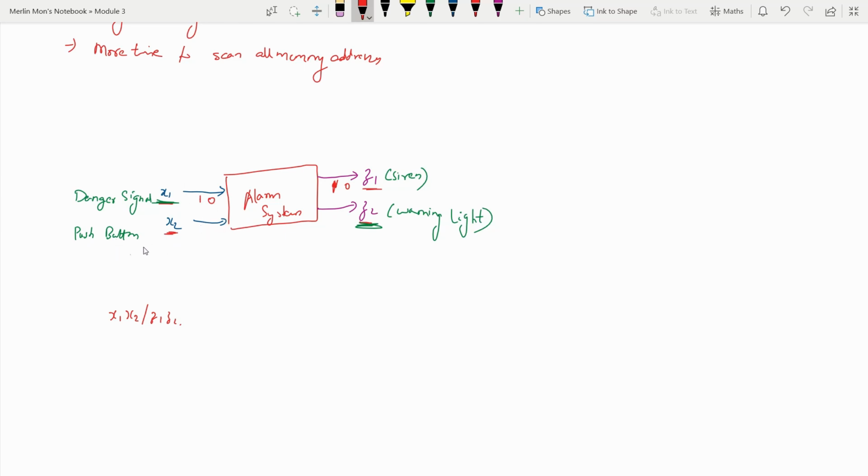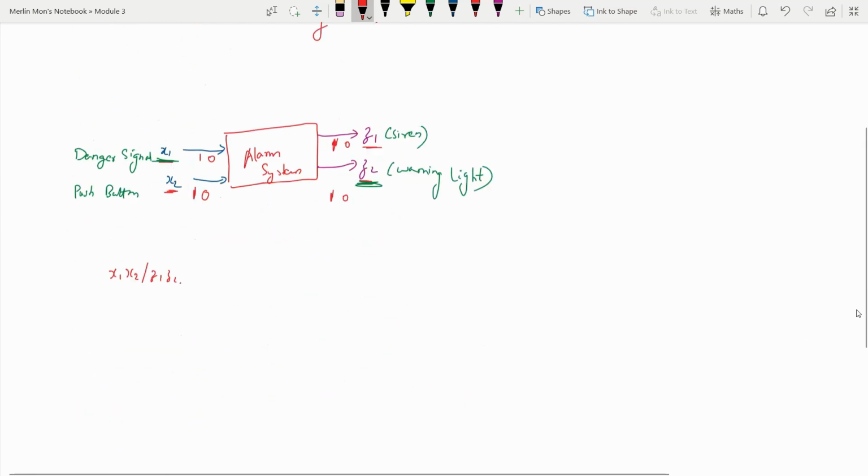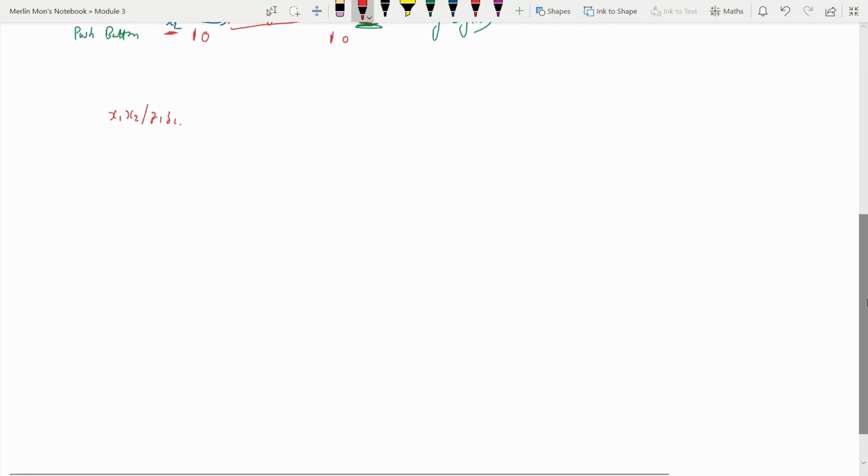Similarly for the push button and warning light, if you push the push button, it will be indicated by 1, and if the push button is removed, it will be indicated by a 0. Similarly for the warning light, when the warning light glows, z2 will be 1, and when the warning light goes low, it will be 0. So using this, we will represent the different states which the system can be at.